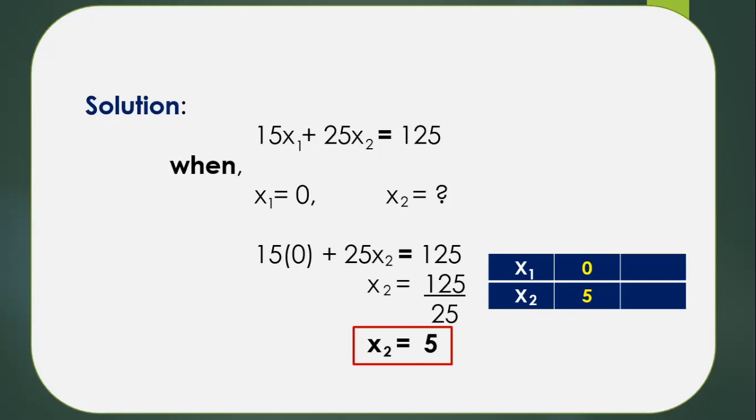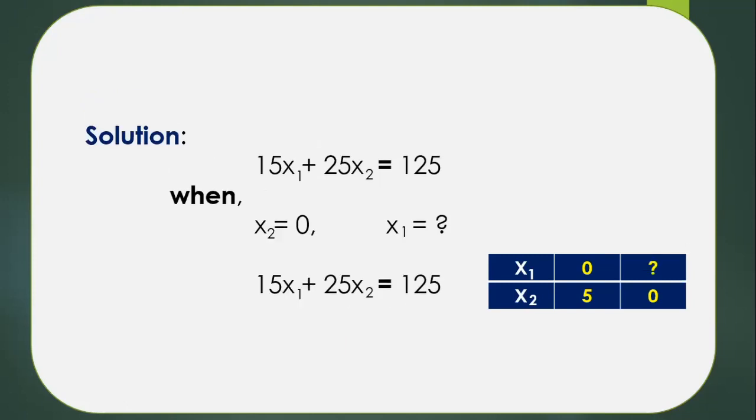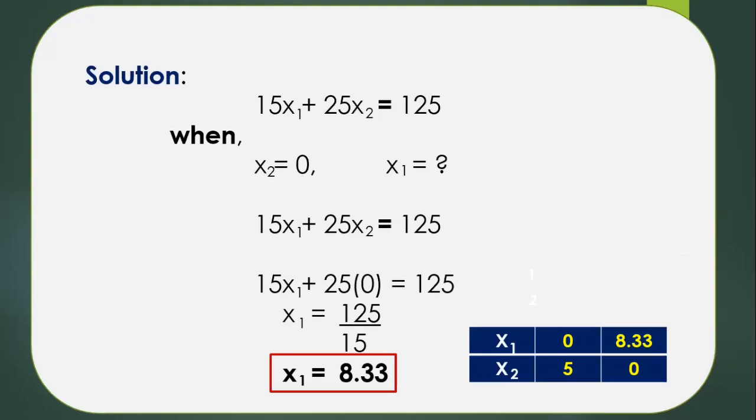Next, supposing the value of our x sub 2 is 0. So what is the value of our x sub 1? And so for that matter, remember that our equation is 15x sub 1 plus 25x sub 2 equals 125. So by plugging in the values to our formula, 15x sub 1 plus 25 times 0 equals 125, and x sub 1 equals 125 all over 15. So the value of our x sub 1, that would be 8.33 units.